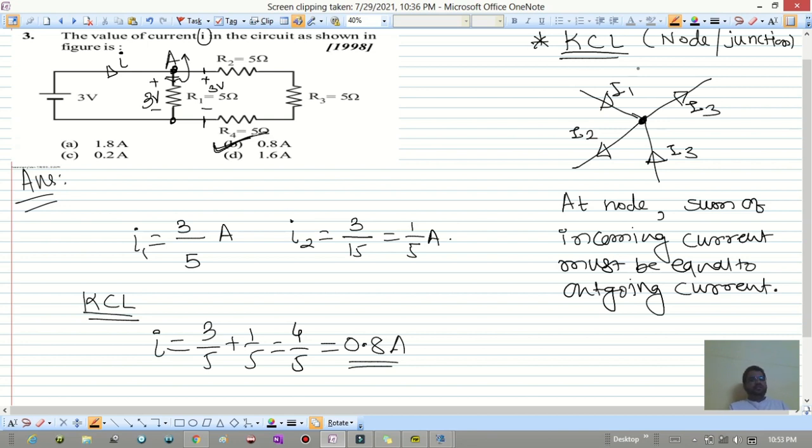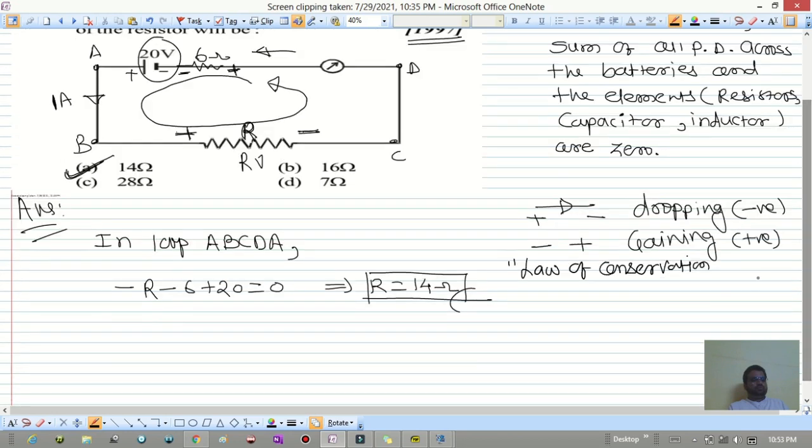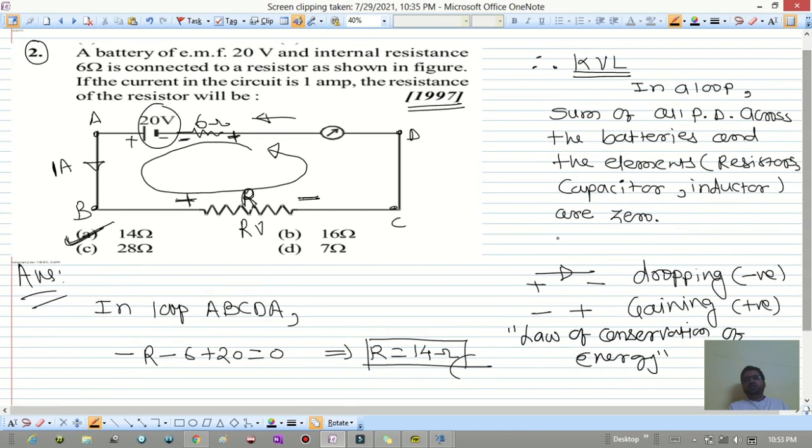This Kirchhoff's current law is based on the law of conservation of charge. This is very important. And Kirchhoff's voltage law is based on the law of conservation of energy. So these two statements you need to remember. I hope this is clear.